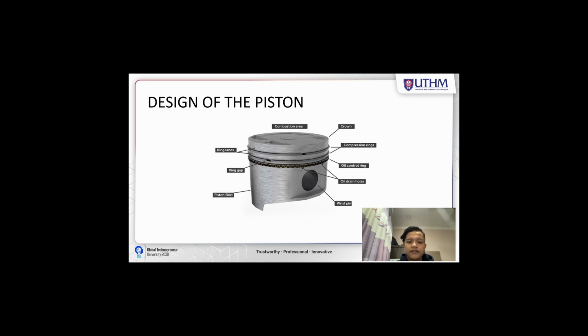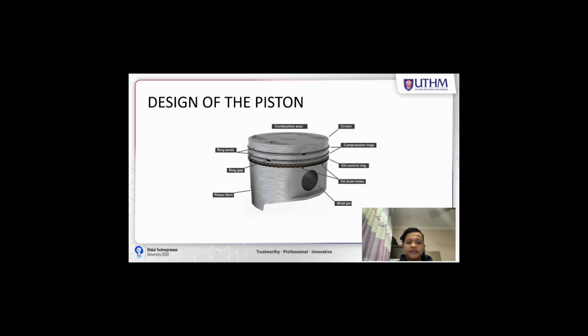Next, the second one is the compression rings, a piston ring located in the ring groove closest to the piston head. The compression ring seals the combustion chamber from any leakage during the combustion process. The third one is the oil control ring. Oil control rings are located in the bottom piston groove, and their function is to control the supply of oil to the cylinder wall, to lubricate the piston skirt and keep excess oil out of the combustion chamber.